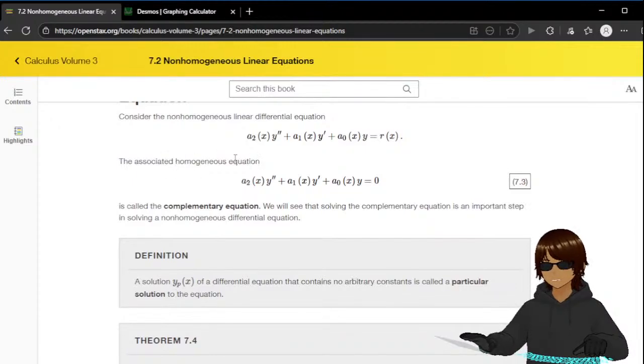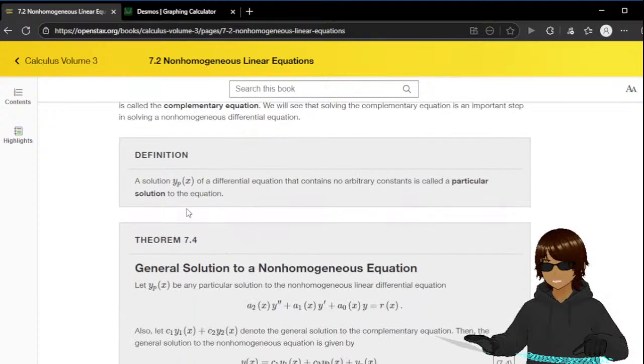The associated homogeneous equation is this, and it is called the complementary equation. We will see that solving the complementary equation is an important step in solving a non-homogeneous differential equation. A solution yp of a differential equation that contains no arbitrary constant is called a particular solution to the equation.